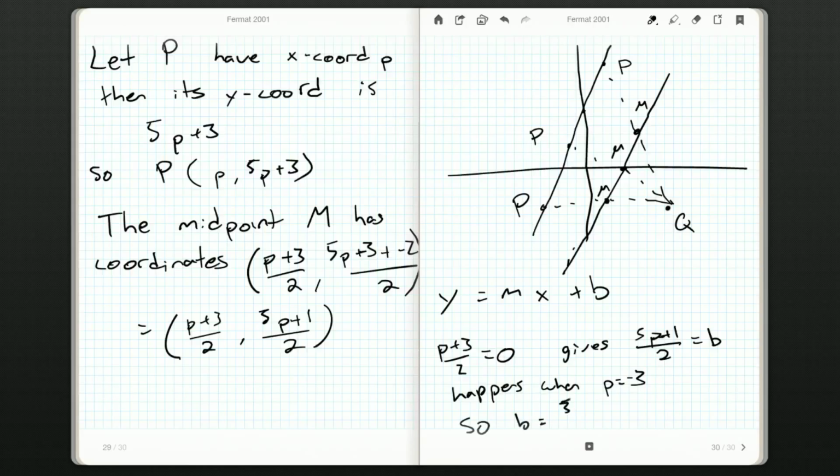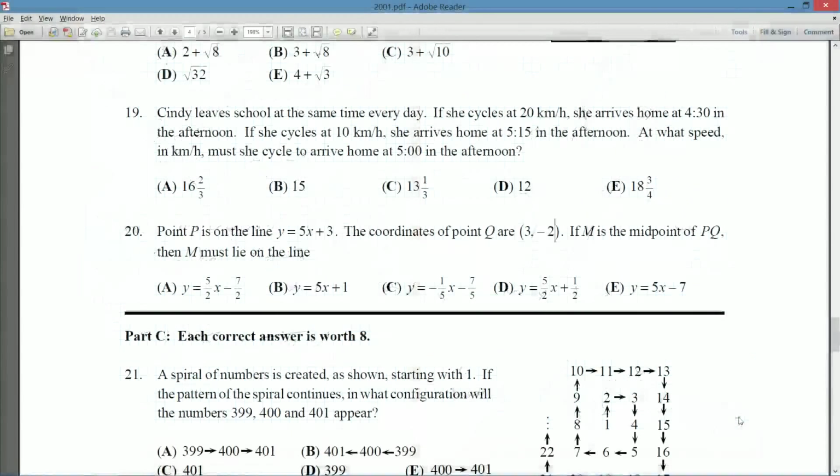So that means b is (5p plus 1) over 2, which is 5 times -3 plus 1 over 2, which is -14 over 2, which is -7. So already I'm looking for something with a y-intercept of -7. Well, E is my only option here. So the answer should be E, but I'm just going to do a little bit of completion.